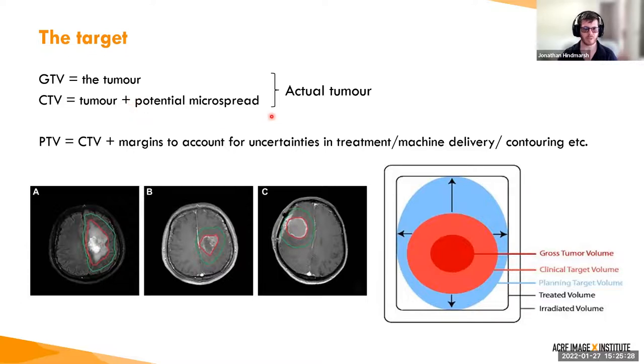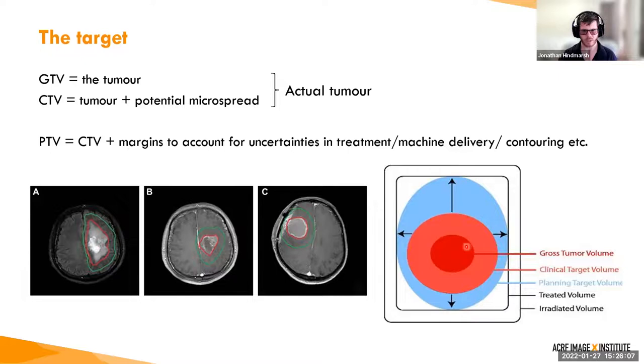Now that may or may not be used in all situations. And then we've got the PTV. In this situation, it's the green one, and that's the planning target volume, being the CTV, the clinical target volume, plus margins to account for day-to-day setup changes and potential inaccuracies in treatment delivery. So that's a margin so that we are ensuring that the full dose is delivered to the actual CTV.